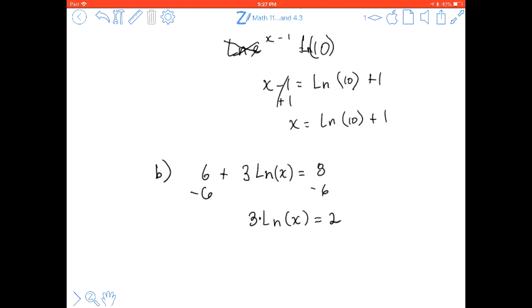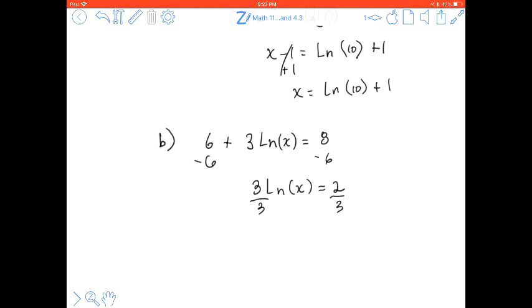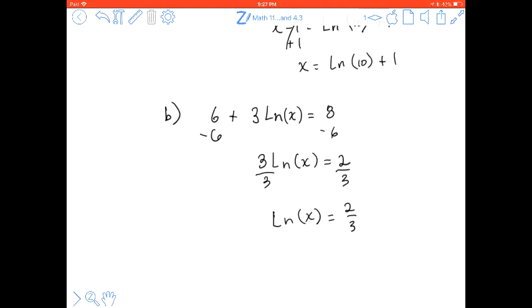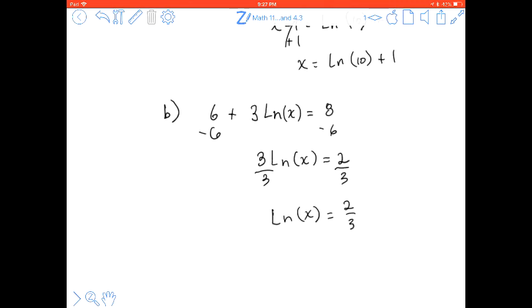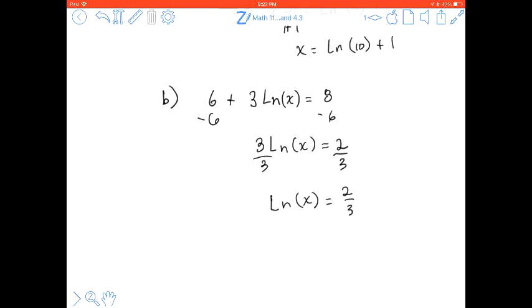Now 3 is multiplying the logarithm there, so the opposite of multiplying, we can divide by it. So we have the natural log of x equals 2/3. Now x is inside a logarithm, so we need to cancel that logarithm in order to get x by itself.